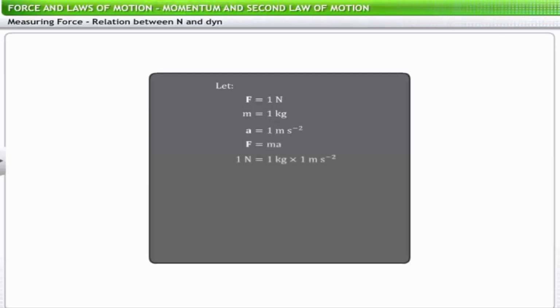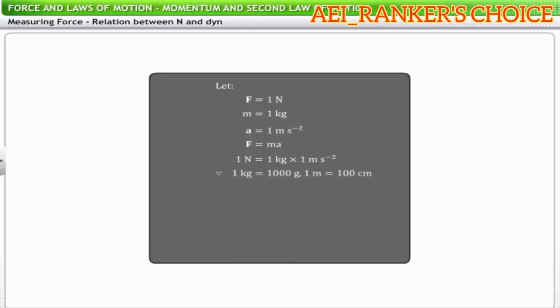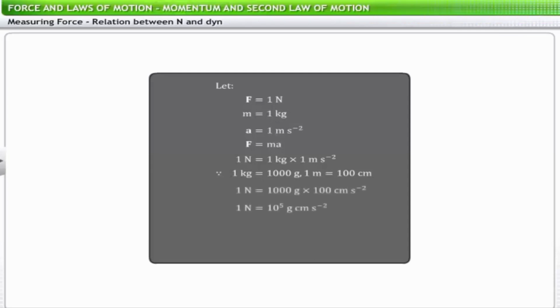You get 1 Newton is equal to 1 kilogram meter per second square. Since 1 kilogram equals 1000 gram and 1 meter equals 100 centimeter, 1 Newton is equal to 10 raised to the power 5 gram centimeter per second square. Since 1 dyne is equal to 1 gram centimeter per second square, 1 Newton is equal to 10 raised to the power 5 dyne.